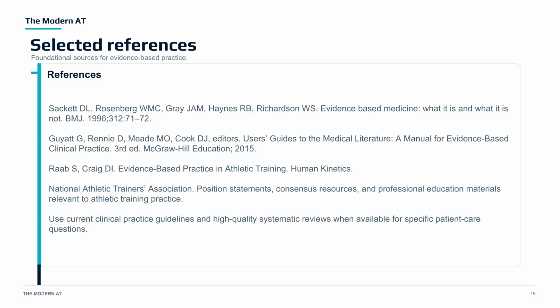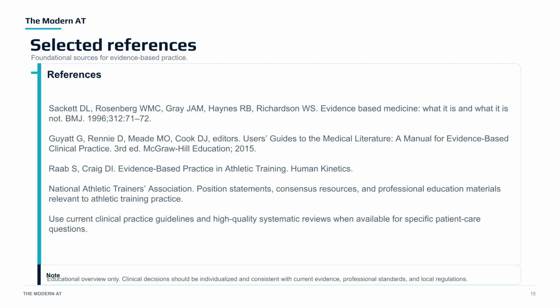As always, evidence evolves. A strong clinician keeps learning, keeps asking better questions, and keeps evaluating whether patient care is achieving meaningful outcomes.